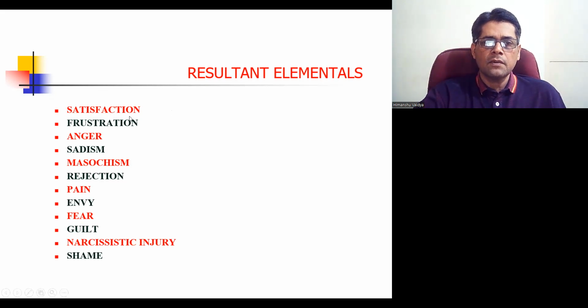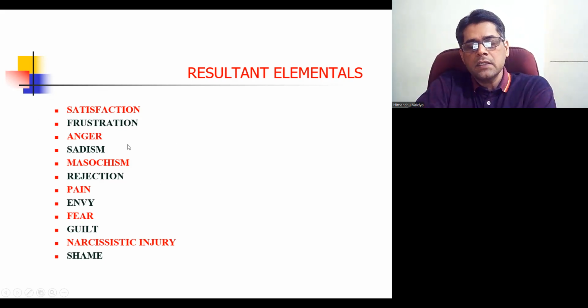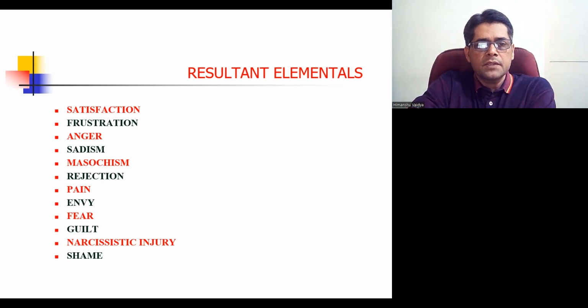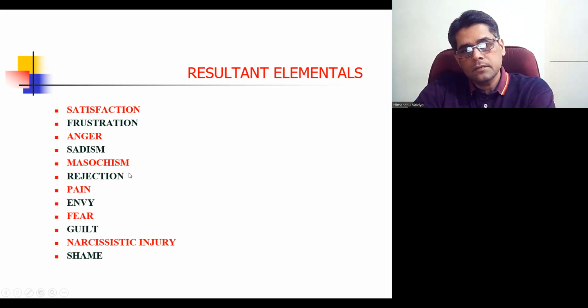And that is something that leads to so much of pathology. The positive part is pleasant to experience, but the negative part is not pleasant. And in avoidance of that negative part, we see the operation of defenses, diversions, all sorts of things. So this is like the goal state of the process of desire. This is the goal state. So these elementals are called the resultant elementals.